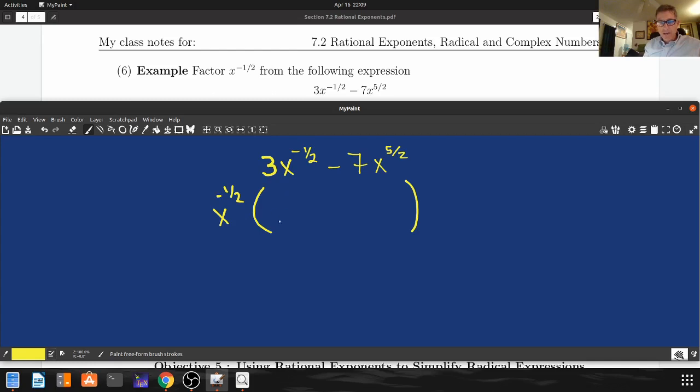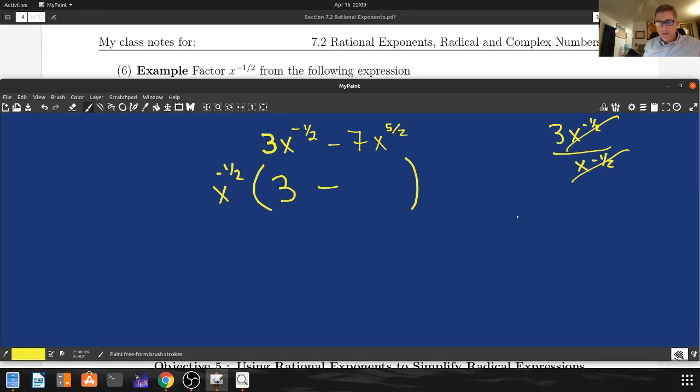So what do we do to find out what's in here? I take 3x to the minus 1/2 and I divide it by x to the minus 1/2. And these two terms cancel, and I'm getting a 3 there. And I have to do the same thing over here. I've already written my minus sign down, so I'm just going to divide x to the 5/2 divided by x to the minus 1/2. Let me make my pen setting just a little bit smaller.